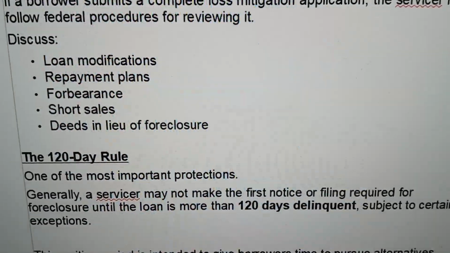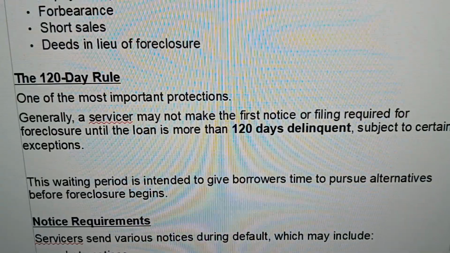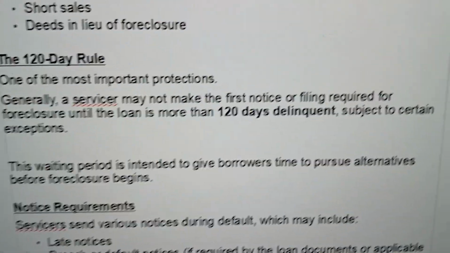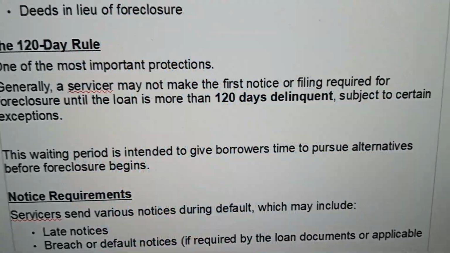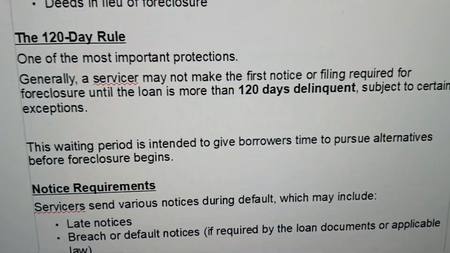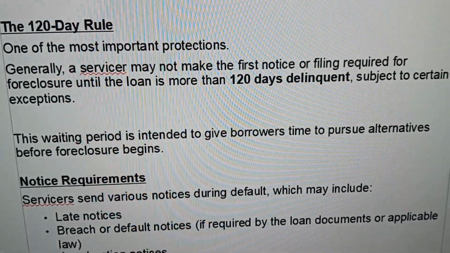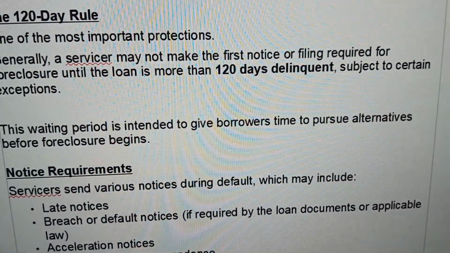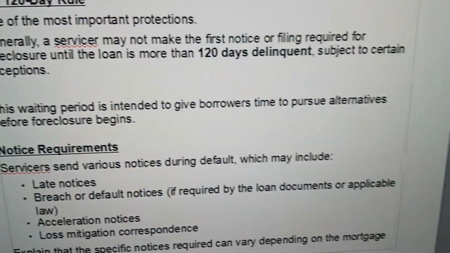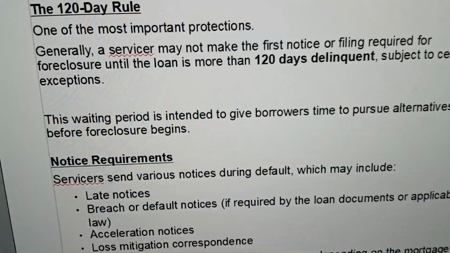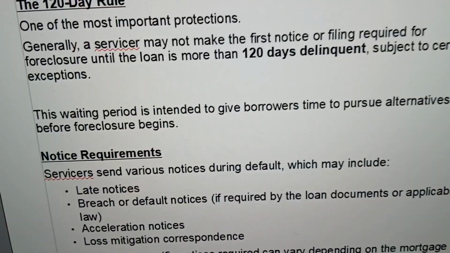The 120-day rule. One of the most important protections, guys. Generally, a servicer may not make the first notice or filing required for foreclosure until the loan is more than 120 days delinquent, subject to certain exceptions. The waiting period is intended to give borrowers time to pursue alternatives before foreclosure begins.